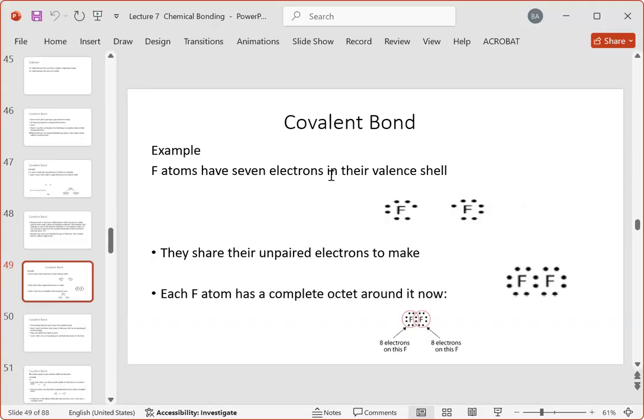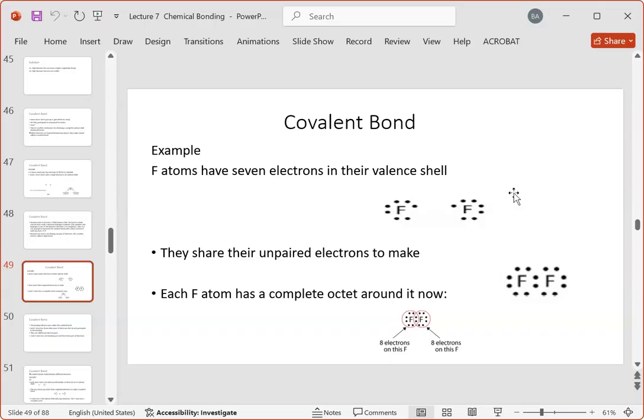A fluorine atom has seven electrons in its valence shell. When we position them around the Lewis dot electron diagram, you see that all of them will pair: one, two, three pairs. And then we have one electron left. What would that one do?